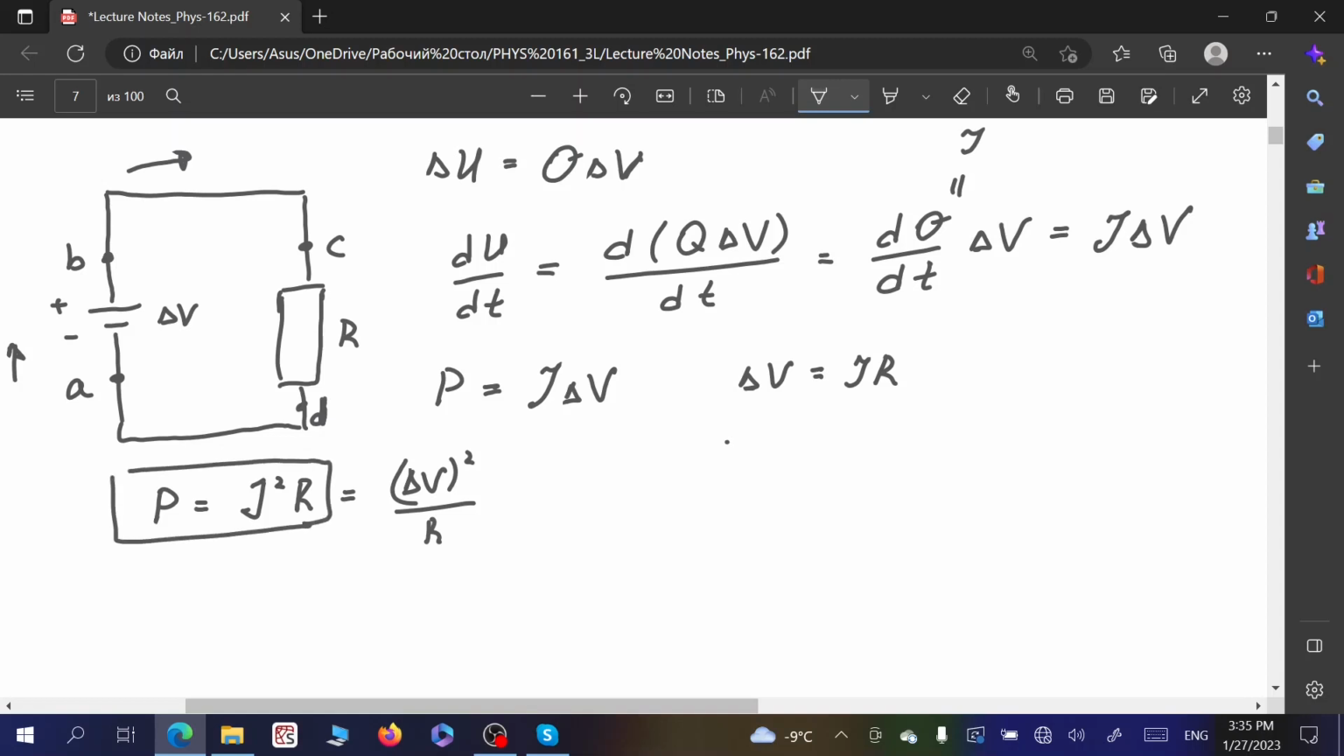This is the most common form of Joule-Lenz heat, which dissipates on a conductor with resistance R when the current flowing through the conductor equals I. If we consider units for current as amperes and potential difference in volts, then the units for power will be in watts. One watt is one joule per one second.